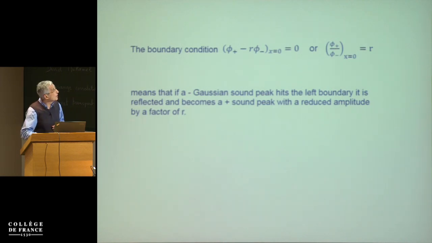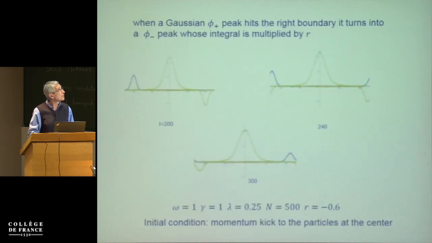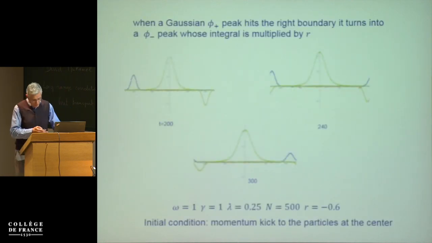And r is related to the force constant that defines the harmonic potential, but it's also related to lambda. Lambda is the coupling to the bath. That's the main issue. Okay, so let's see how it works.